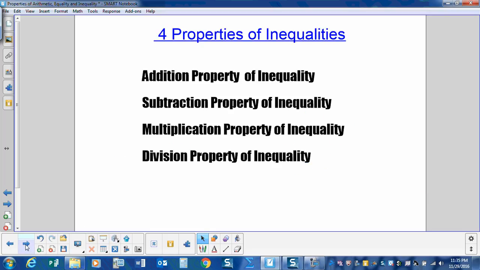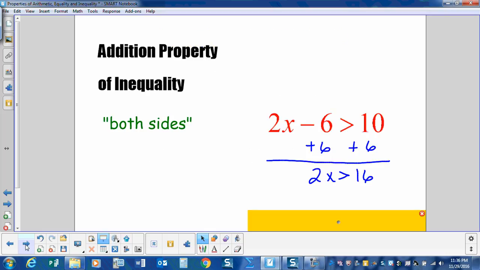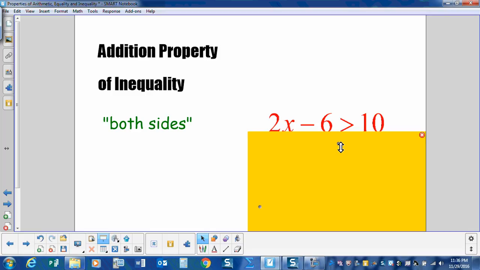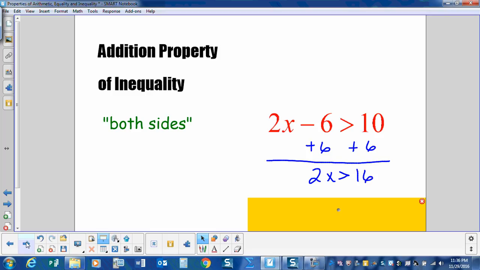So now let's look at the 4 properties of inequalities: addition, subtraction, multiplication, and division. They're very similar to the properties of equalities. The only difference is that instead of using an equal sign, we use an inequality sign. The first property is the addition property of inequality, and that states that we can add the same value to both sides of an inequality. So 2x minus 6 is greater than 10. We can add 6 to both sides.